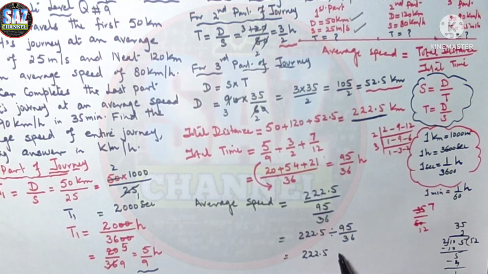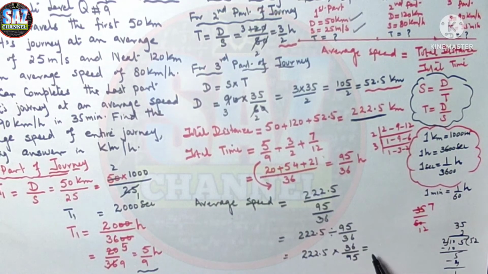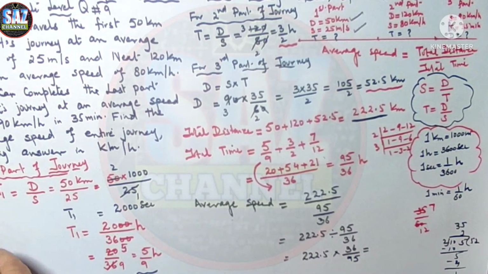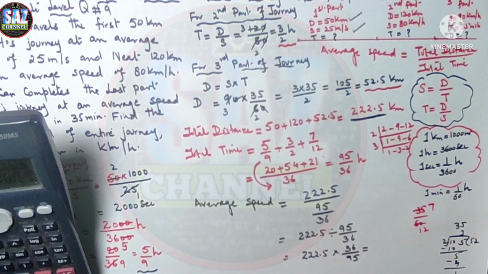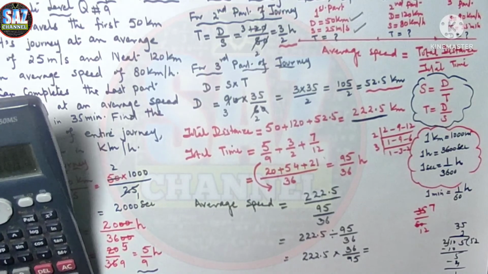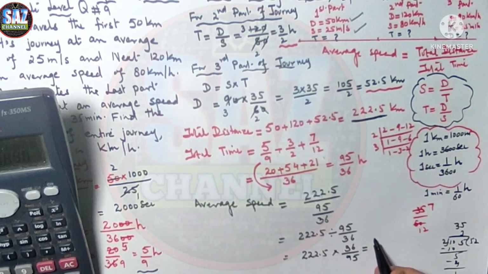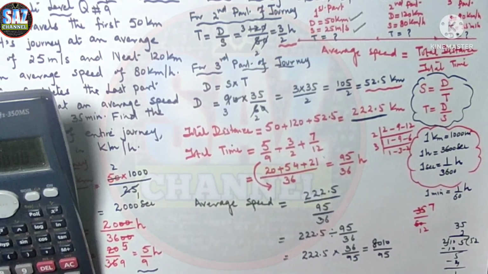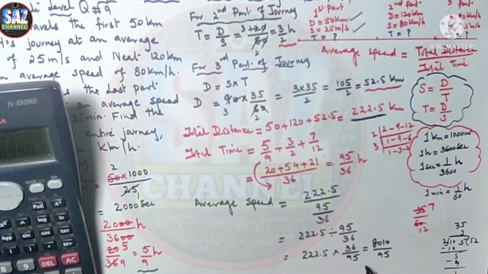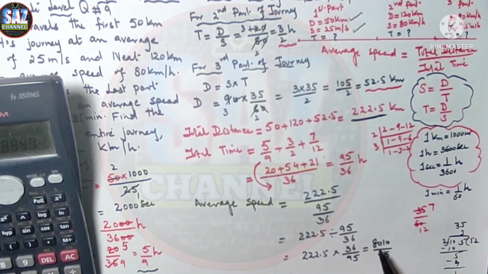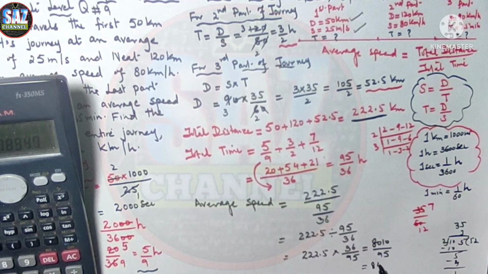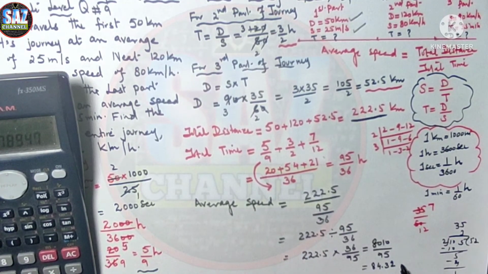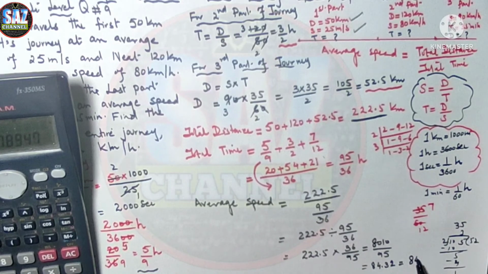Now as these are large calculations, we can use a calculator. 222.5 multiplied by 36 gives me 8010 by 95, and dividing by 95 gives me 84.315, or it can be written as 84 whole 9 by 16. And as this is a speed, it is in kilometer per hour.